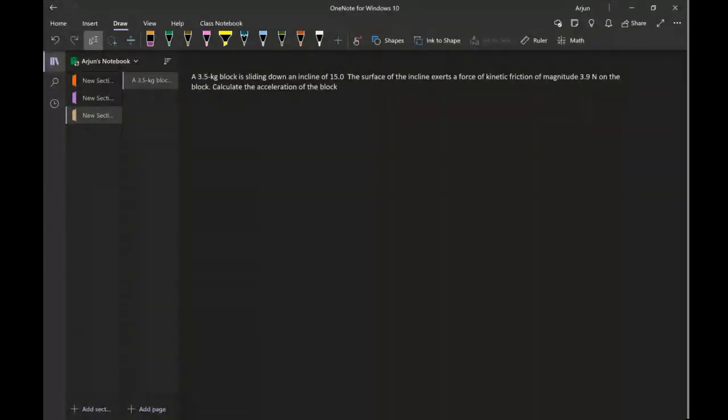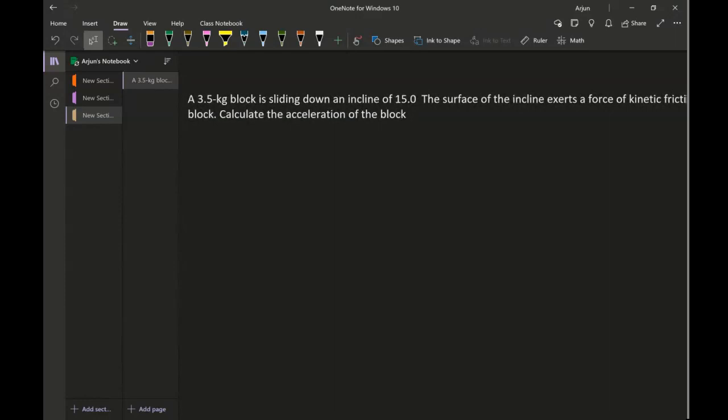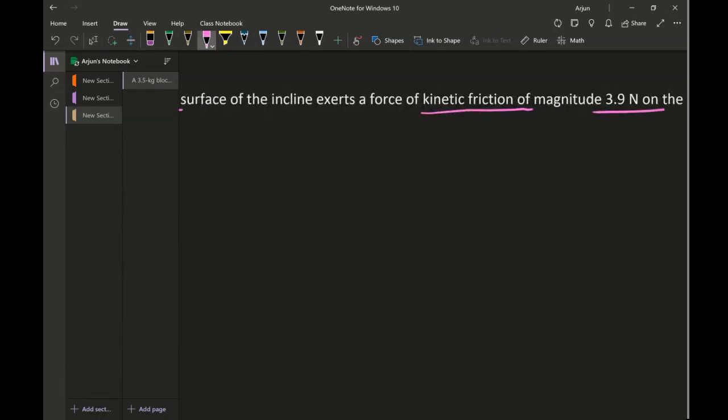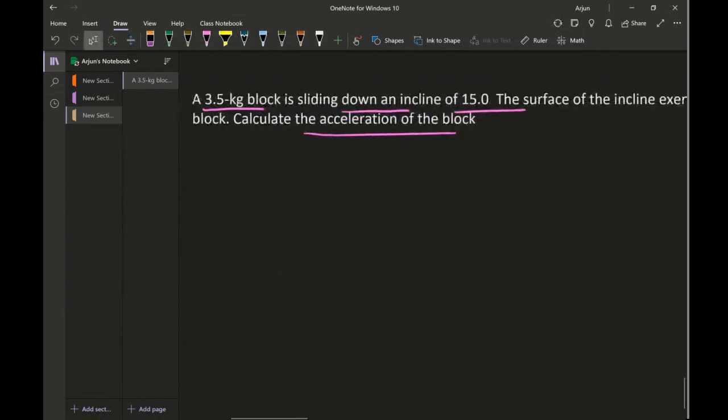Welcome back, folks. In today's class, I'll take some math problems on the inclined plane equations. And this question is given to us. A 3.5 kg block is sliding down an inclined plane at an angle of 15 degrees. The surface of the incline exerts a force of kinetic friction of magnitude 3.9 Newtons. Calculate the acceleration of the block.